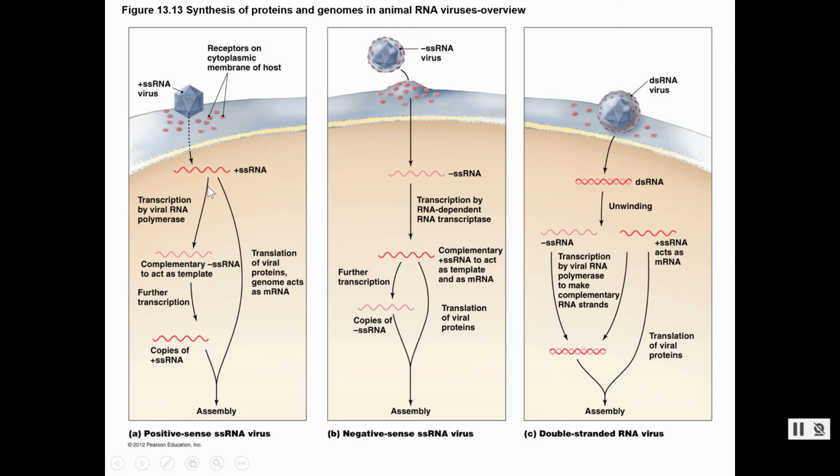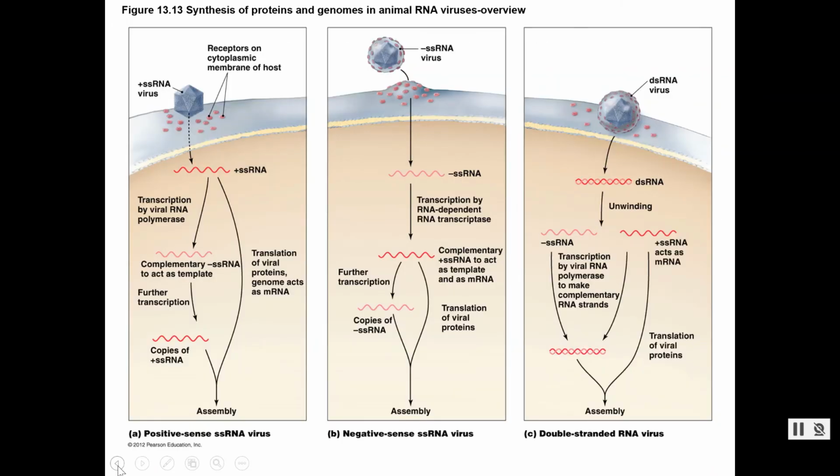So what happens? We're going to make a complementary negative single-stranded RNA so we can make a whole bunch of positive single-stranded RNA. Some of that positive single-stranded RNA can go straight to a ribosome and make proteins, and then we get assembly. So that's a positive single-stranded RNA virus. Negative single-stranded RNA virus: first thing that has to happen is we need to make a complementary positive single-stranded RNA. Then we can make proteins. Then we can make a whole bunch of negative single-stranded RNA to get assembled and released. Double-stranded RNA virus: this is the one where I told you it unwinds. And then we can use that as mRNA. And then we can make a whole bunch of complementary RNA strands that wind back together to get assembly.